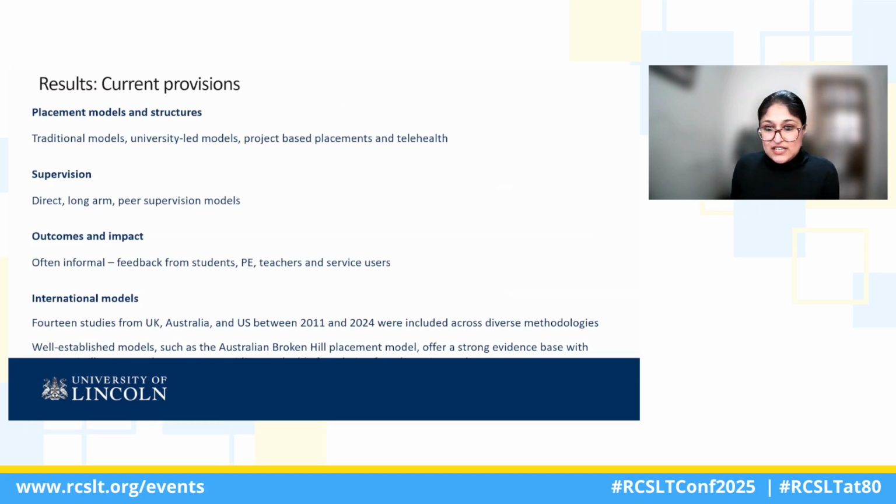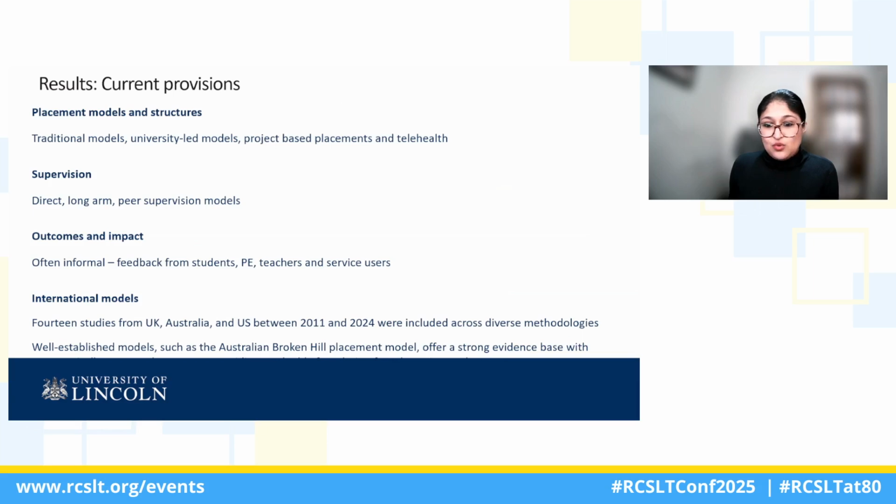Okay, so the third was relating to outcomes and impact. So feedback on outcomes was often informal, gathered from students, practice educators, teachers, and service users. So participants mentioned that while they had plenty of anecdotal evidence which suggested positive experiences and skill development in students in particular, as well as from service users, systematic evaluation and data relating to that is still limited. So this does highlight the need for more robust evaluation, so we can really understand the impact that school-based placements would have on all stakeholders, really.